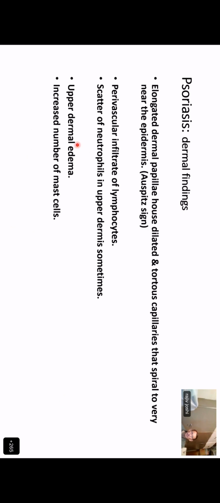And then you have a thickened horny layer that has mounds of parakeratosis, which are arranged in vertical tiers and contain neutrophils. In the dermis, you have elongated dermal papillae, which house dilated and tortuous capillaries. You have perivascular lymphocytes and neutrophils. Upper dermal edema may be present, and there may be an increase in number of mast cells. So this is the typical dilated capillaries.